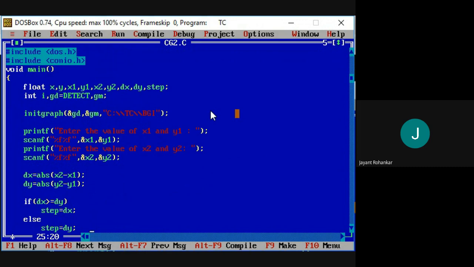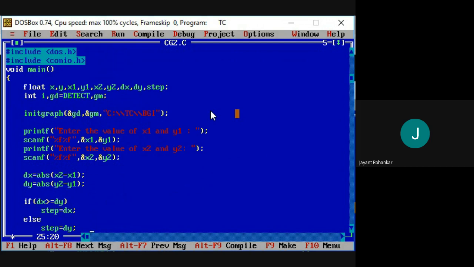Then we are going to apply one condition, that is if delta x is greater than or equal to delta y, step equal to dx, means step is a variable, or we can say step is nothing but the length. This step is used for the length variable. What will be the length of that particular line, which is having two endpoints, p1 and p2, having the coordinates x1 y1 and x2 y2.